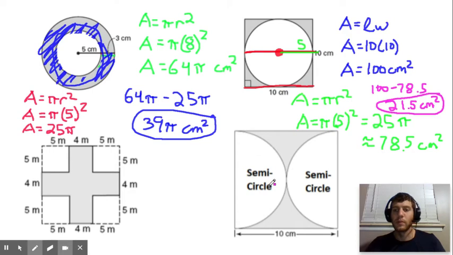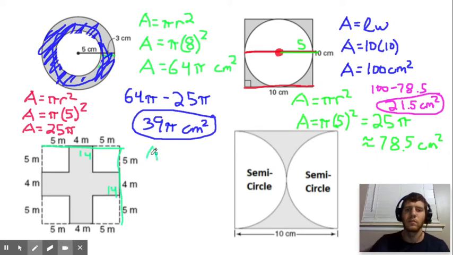I'll just do one more example. Again, you don't need to watch this if you get the idea. But we'll do this one. I'm going to find the area of the large rectangle here. So 5 plus 4 plus 5, that's going to be 14. And then 5 plus 4 plus 5 is 14. A rectangle's area is length times width, so it's going to be 14 by 14, which is 196 meters squared.